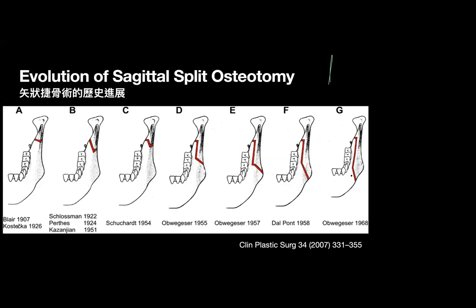He extended the horizontal cut a bit longer, and gradually the split extended forward to the vertical portion of the mandible body. Then Dr. Dal Pont gradually extended the split into the body portion of the mandible.